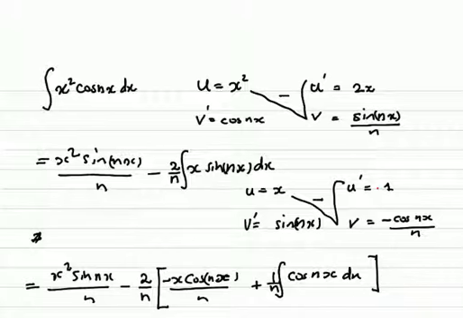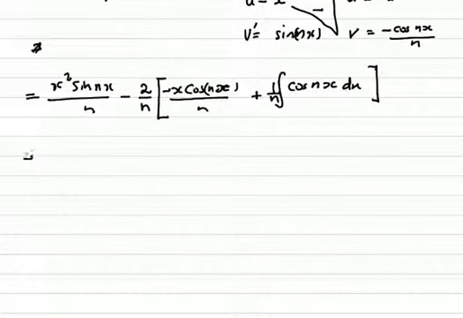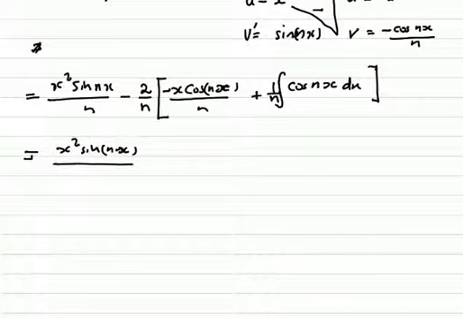So you see now, after differentiating x squared twice, we're at 1, so the next derivative will be 0. But now we've got a single function to integrate, you can integrate simply. Then our final integral here will look like x squared sine nx over n. Now removing the brackets here, minus and minus will give us a plus. Then we've got 2x cosine nx all over n squared.